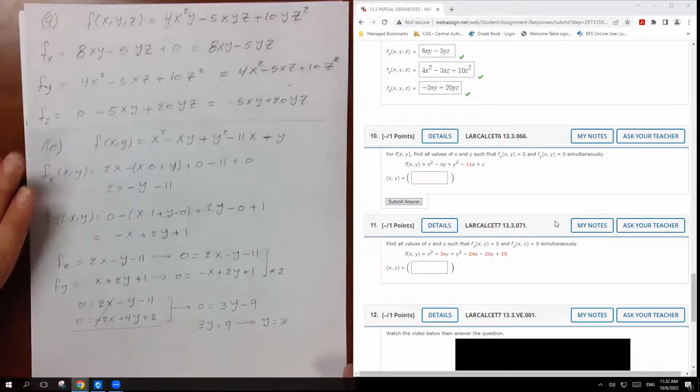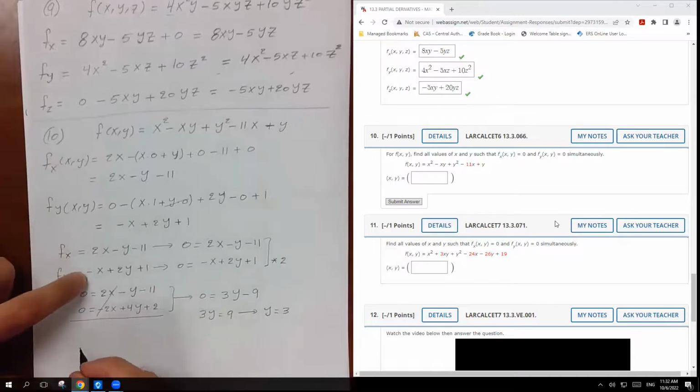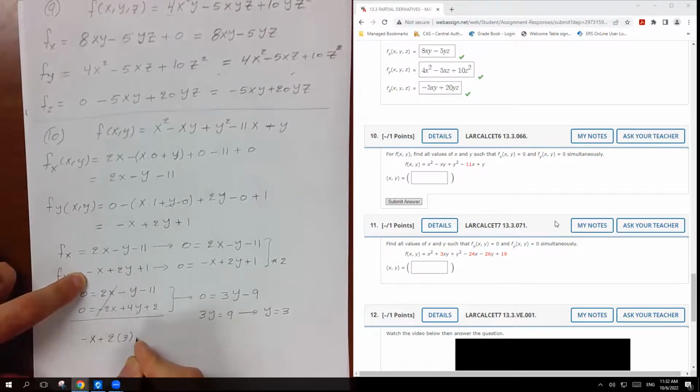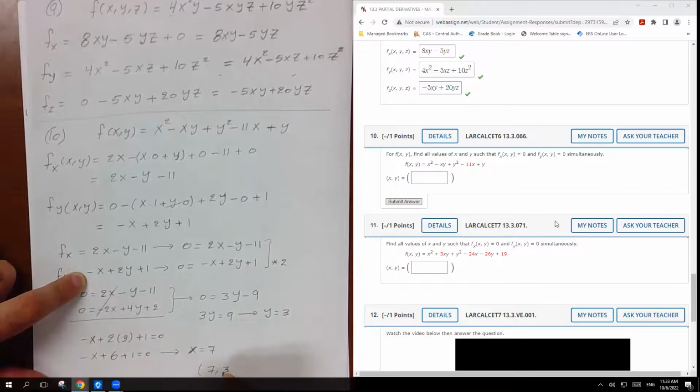Now y equals 3. Let's plug this one into one of these equations. I'm going to plug it into the second one. So negative x plus 2 times y, which is 3, plus 1 equals 0. That means negative x plus 6 plus 1 equals 0. So x is going to be equal to 7. That means x is 7 and y is 3.